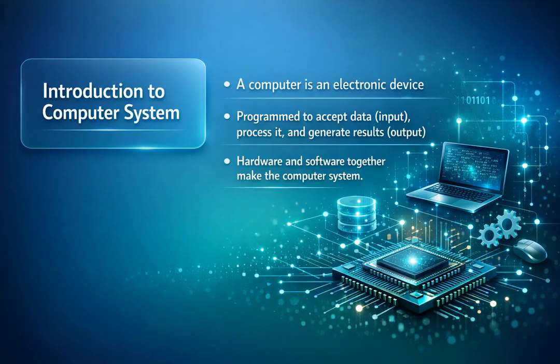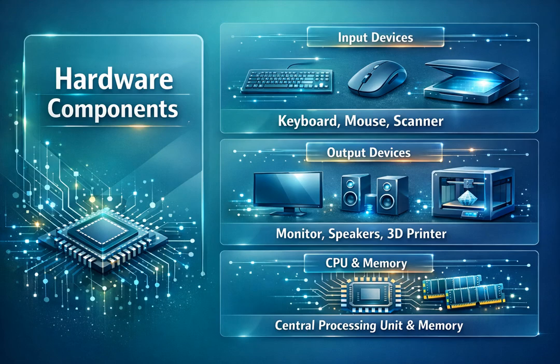So what exactly is a computer? It is an electronic device programmed to accept raw data as input, process that data, and generate meaningful results as output. And remember, the physical hardware and the programs running on it, known as software, together make up the complete computer system. Let's look at the hardware components.